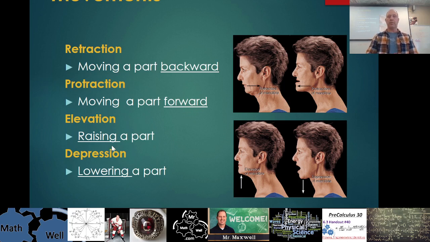Elevation is raising a part of the body, so your jaw comes up, that's elevation. Depression, going down. So this is elevation of the mandible, your jawbone there, and depression, going down.